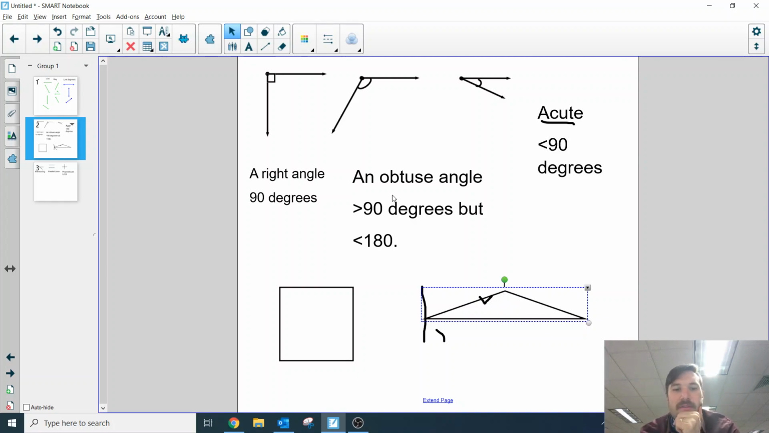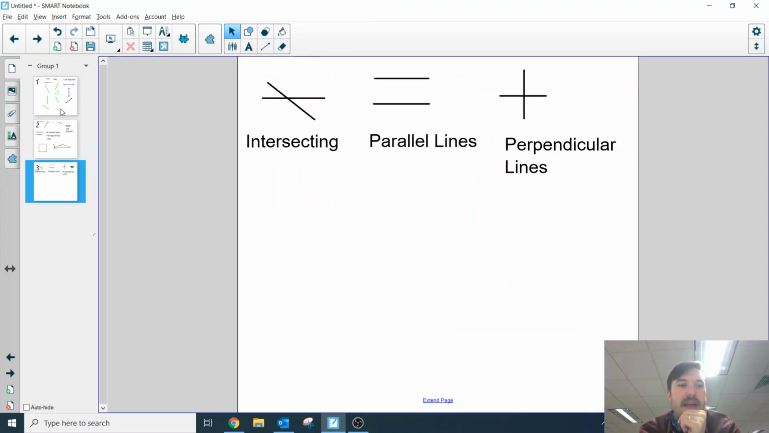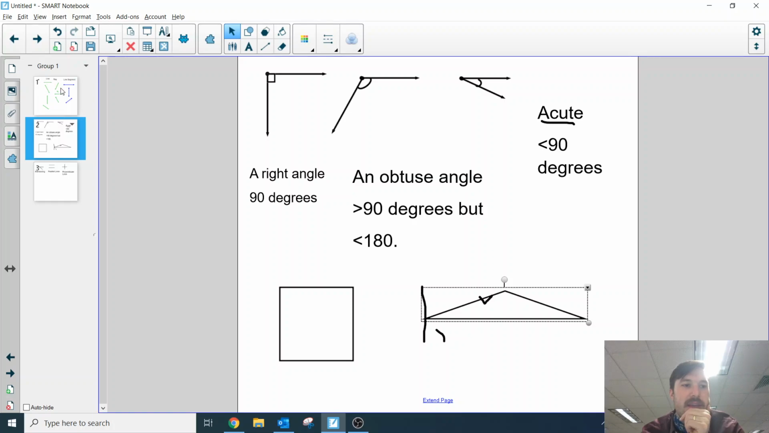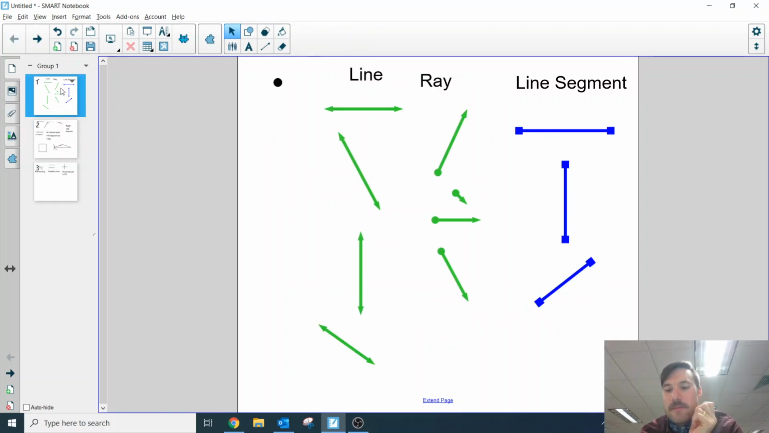So you're going to be looking for these types of angles, these types of lines, and line segments and rays today and this week in Hot Topics. So we are going to build on this next week and talk more about lines and rays and angles.